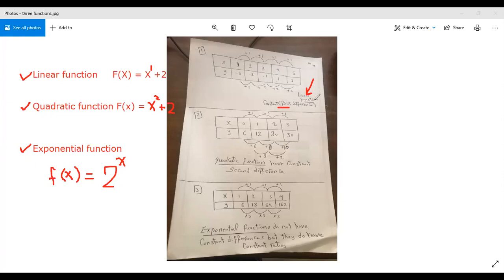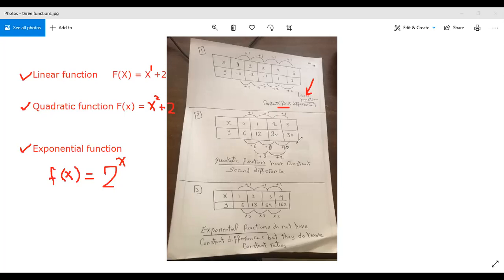Linear function, when we have a constant first difference. The second one, look at the difference in the y-axis. 6 becomes 12, so we add 6. 12 becomes 20, so we add 8. 20 becomes 30, so we add 10. Do we have a constant difference here?